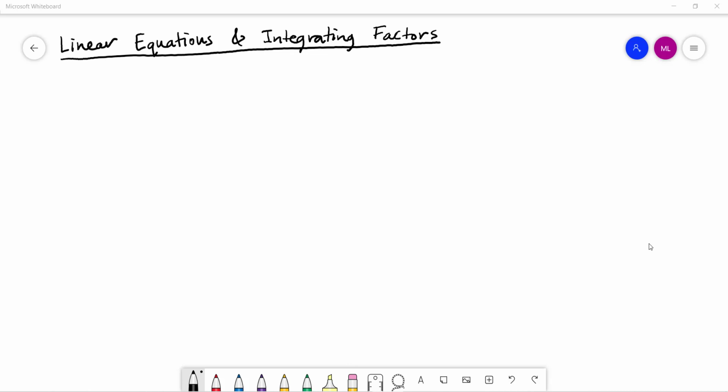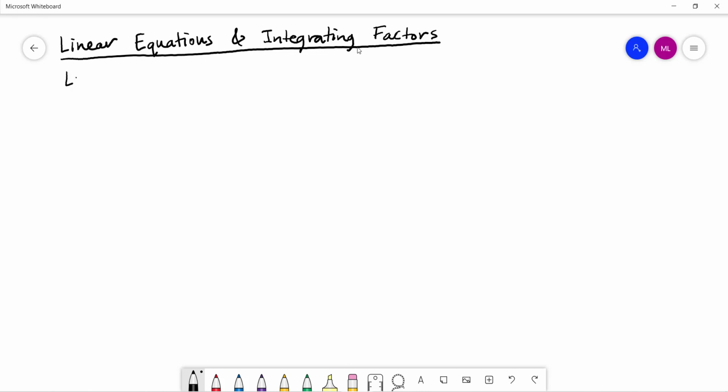In this video, I want to take a look at another technique we can use to solve differential equations. In this case, we're going to be looking at linear first-order differential equations and using a technique called integration factor or integrating factor.